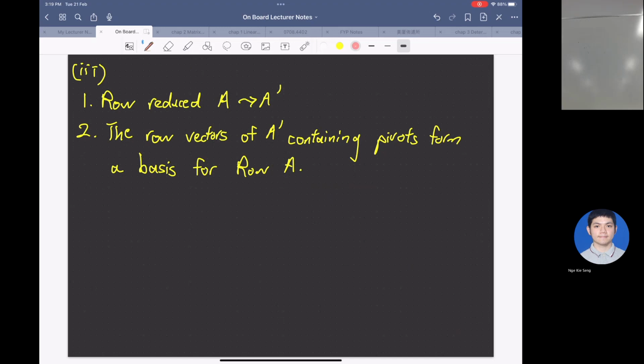So I'll put a remark here: row A equals row of the reduced A. Why are they the same? Because elementary row operations don't change the span of the row vectors. What do you do in elementary row operations? You just exchange rows, or you scale everything, or you add one row to another. So you are still living in the span of the original row A.